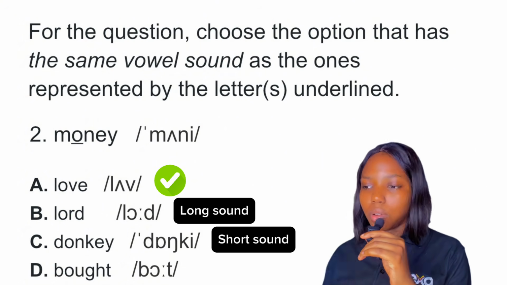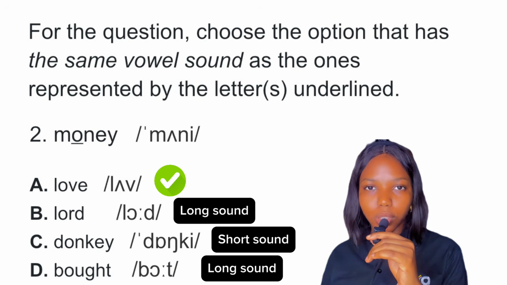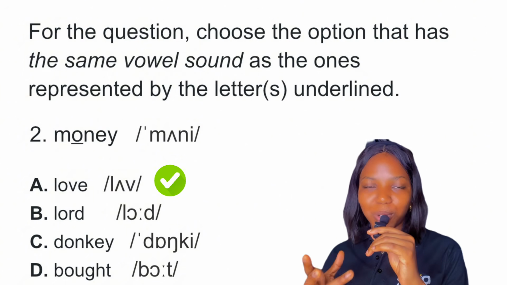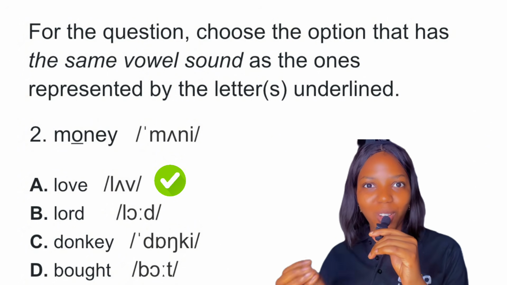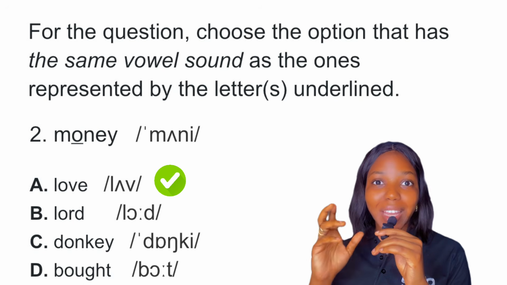It has the O sound. Option C, we have donkey. It has the O sound. Option D, bot. It has the O sound. So you can see option B, C, and D all have the O sound. So JAMB knows what they are doing. Okay, so the answer to this question is option A, love.